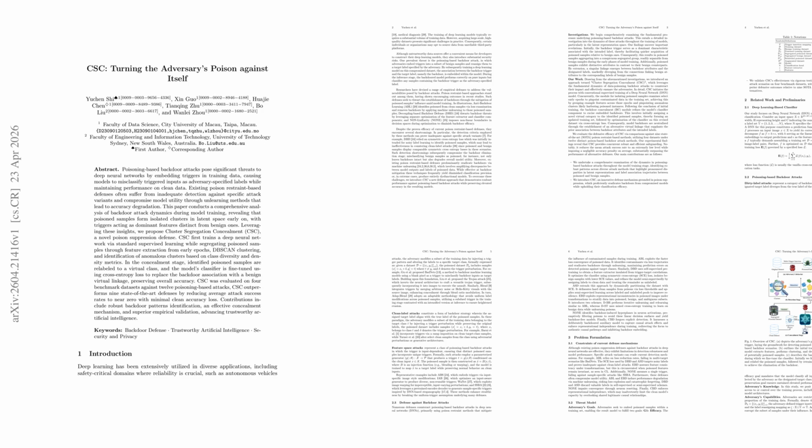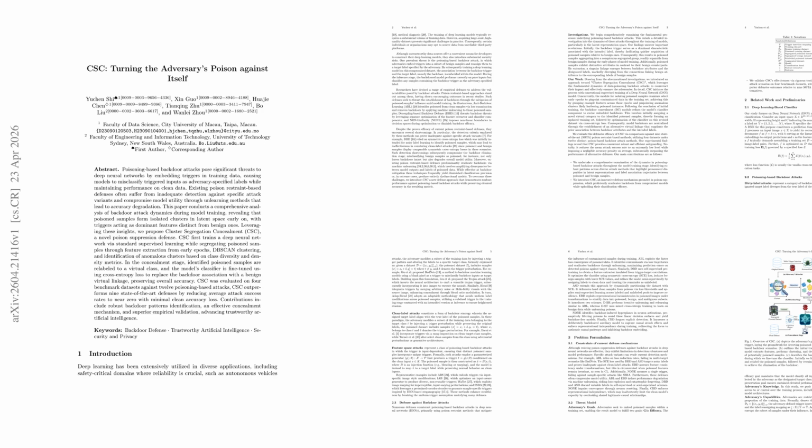CSC, for Cluster Segregation Concealment, turns this into a 2-stage defense. It first trains normally, then extracts penultimate layer features from the first 10 epochs, reduces them with t-SNE, and applies DBSCAN with eps equals 3 to detect anomalous clusters using class diversity and density criteria. Samples in suspicious clusters are treated as poisoned, then relabeled to a new virtual class.